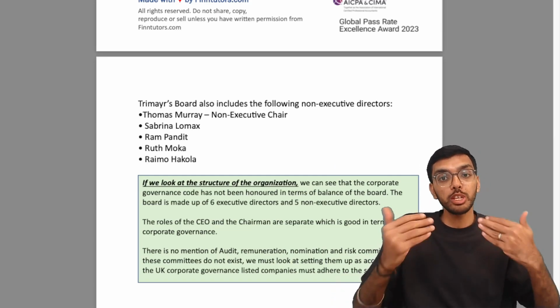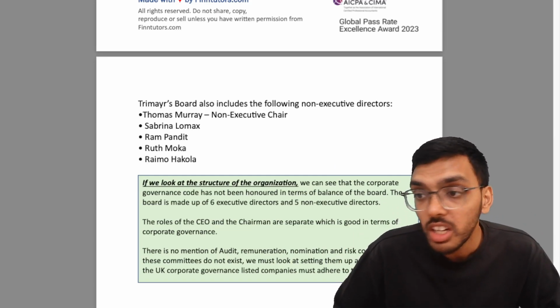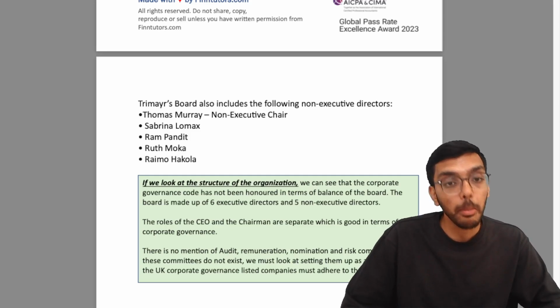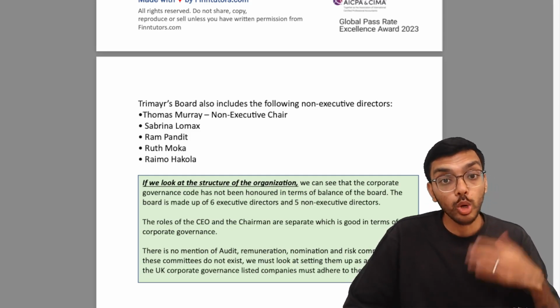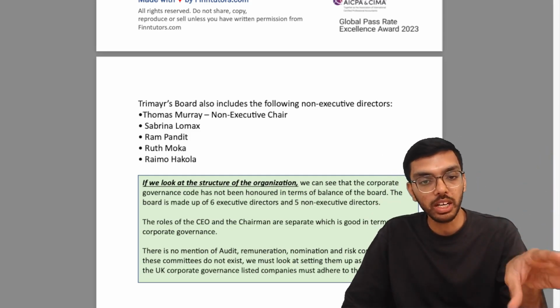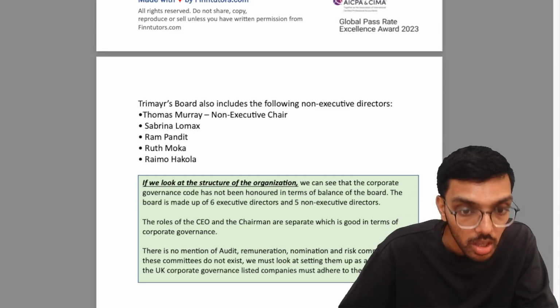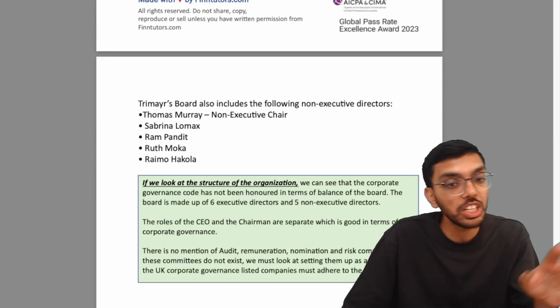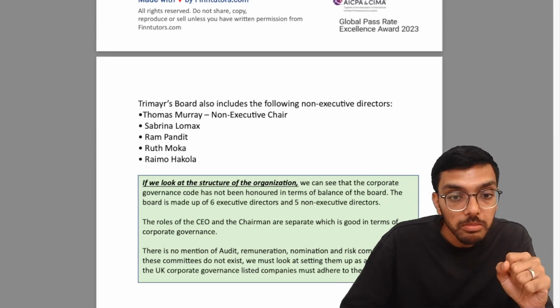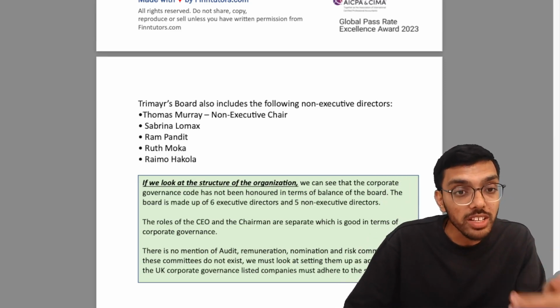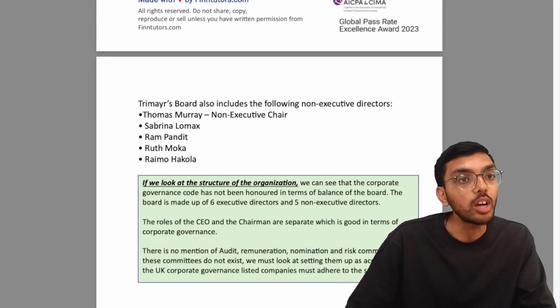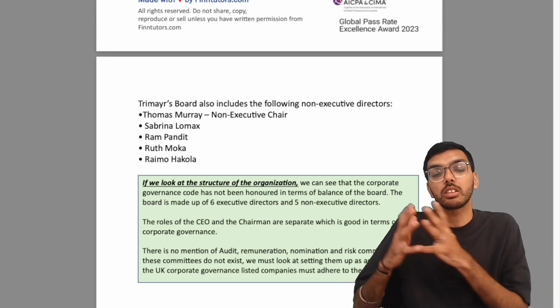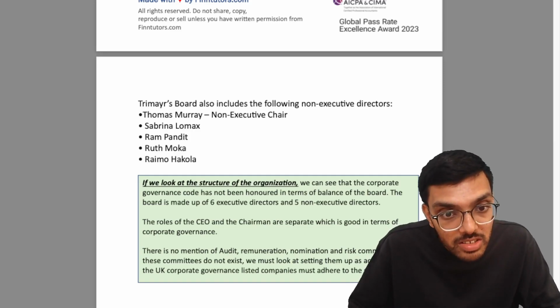If I follow the UK corporate governance code, this is not the right approach. The roles of CEO and chairman are separate. Okay, this is very good. But there is no mention of audit committee, remuneration committee, nominations committee, risk committee. So if these committees don't exist, then again, you are not sticking to best corporate governance practices.